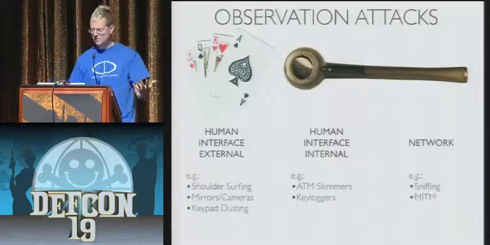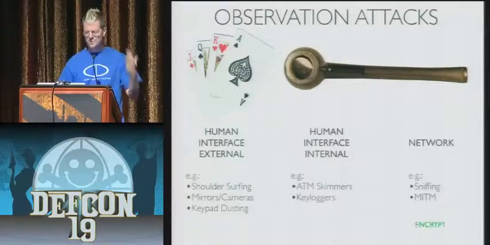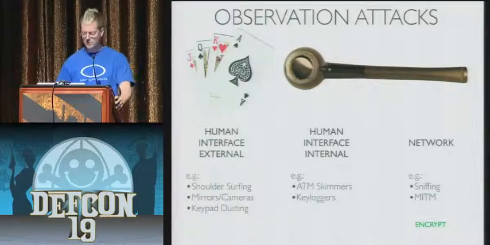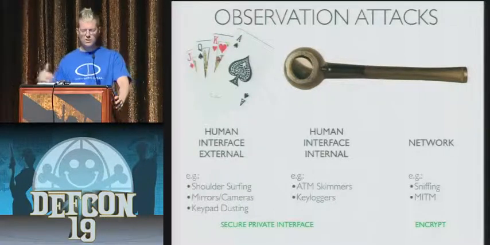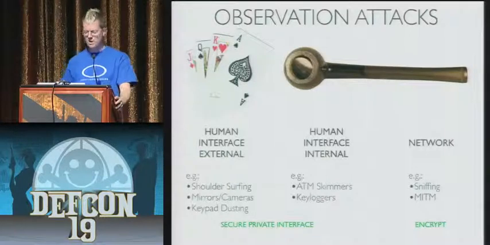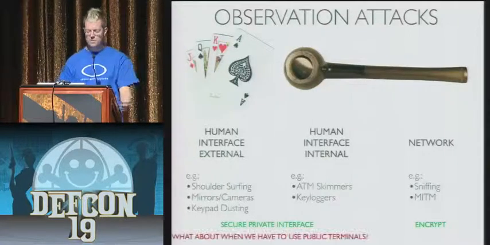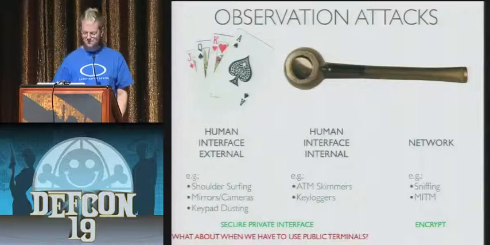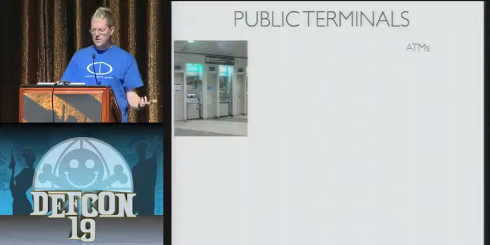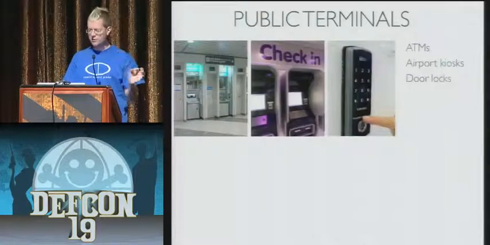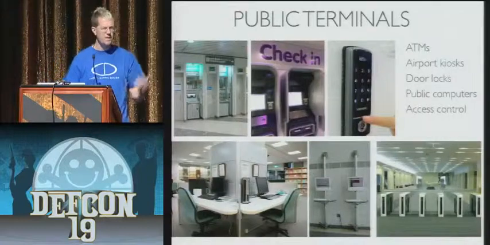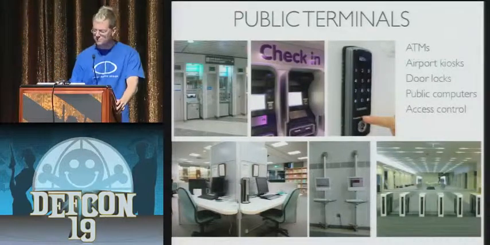And because that's so common, there's a lot of work that's been done to mitigate that, so a lot of encryption and so on. And of course, we can secure the external and internal human interface bit, the stuff that faces the human, if we keep the interface private. But what about when we have to use public terminals? So public terminals are everywhere. We see ATMs, airport kiosks, door locks, public computers, and access control for facilities. You probably use one pretty much every day.